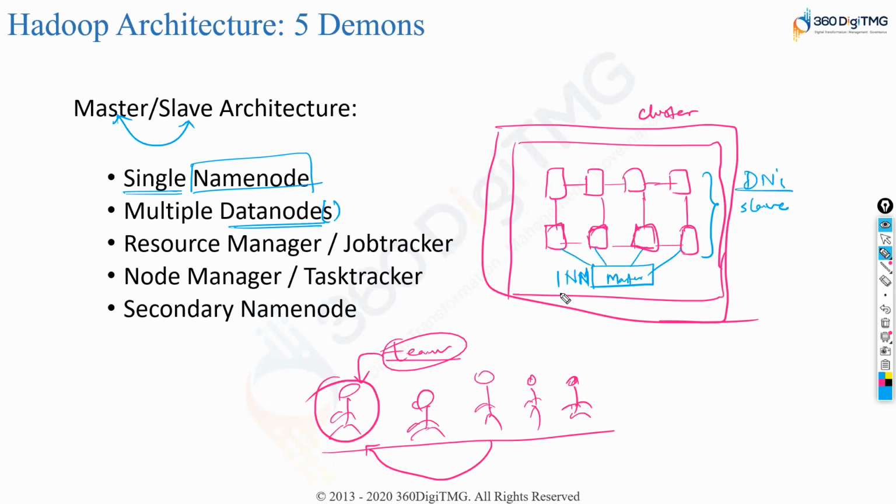Remember, these are services we are talking about, not computers. But we dedicate these services to computers. And one computer, which always has a higher configuration, is chosen to run the name node service in it. Because remember, without name node, there is no team, no project. Right? So it has to do a lot of work.